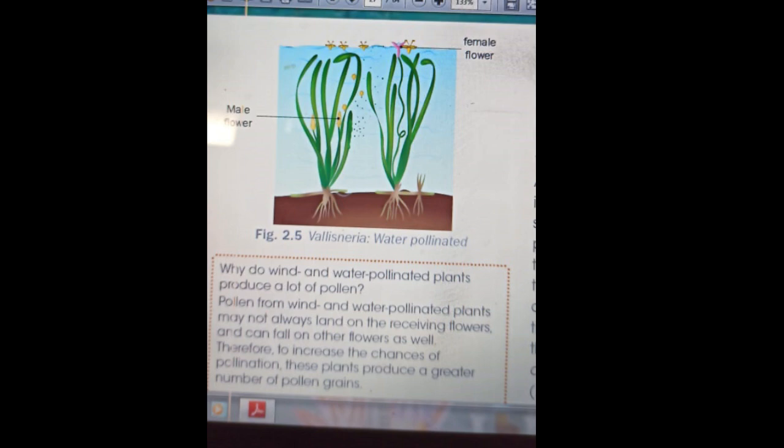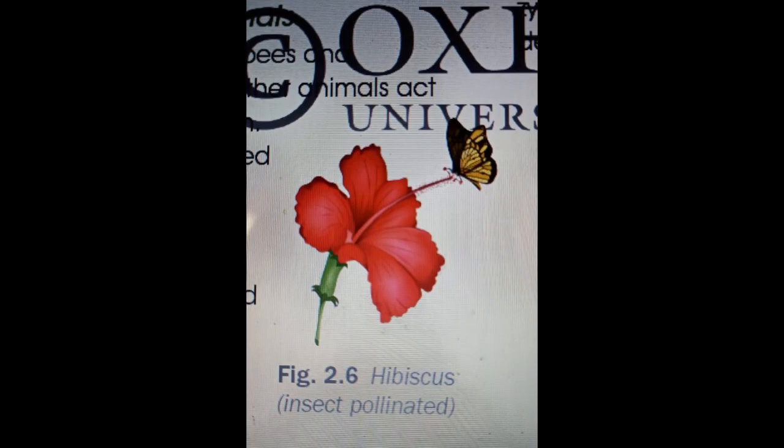Now, the third type is pollination by animals. Besides wind and water, some pollination can occur by animals. So, what are the animals? Birds, insects such as bees and butterflies, bats, and other animals act as agents of pollination.